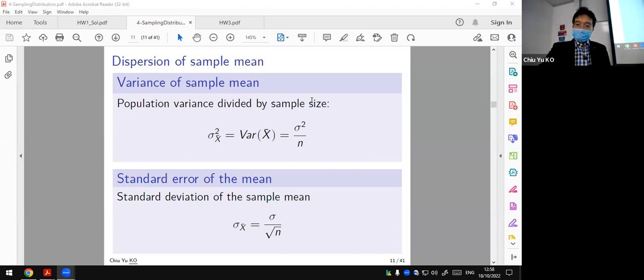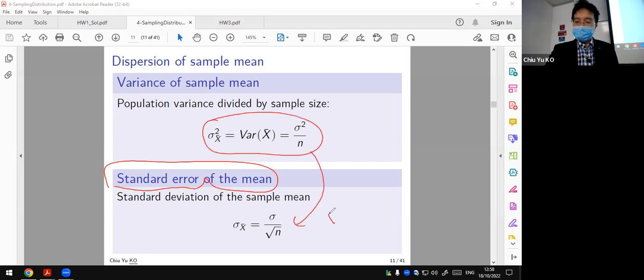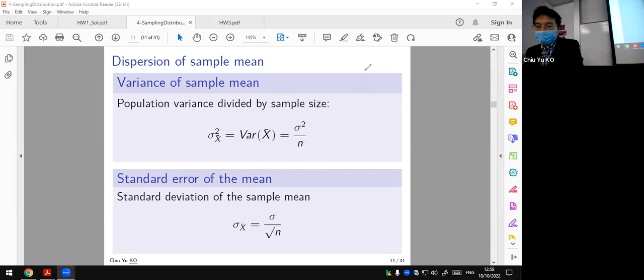The other thing is a term often mentioned in the textbook, called the standard error of the mean. It actually refers to the standard deviation of this. So for the standard deviation, take a square root. This is the standard error of the mean, and later you will see why it is used very often. This is a very important terminology, standard error. It means the standard deviation, and particularly we call the standard deviation of the sample mean the standard error of the mean.